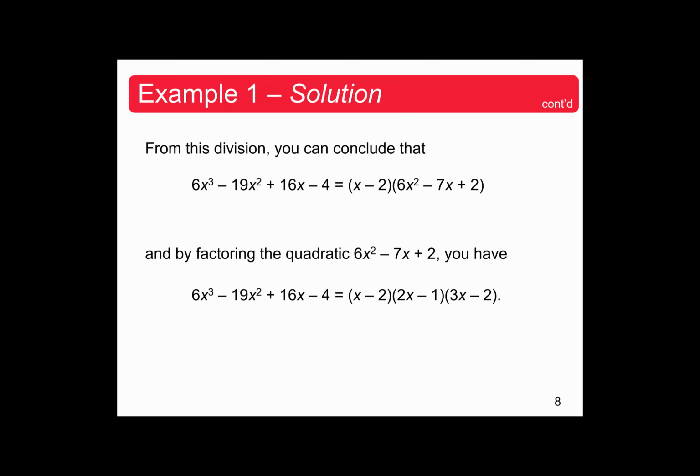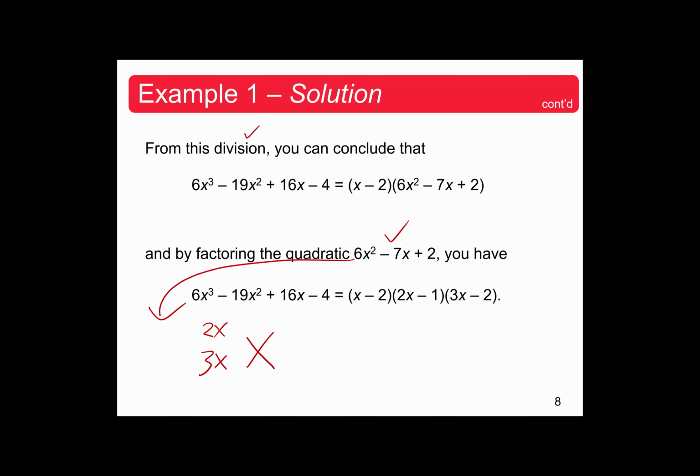So from this long division, we can conclude that 6x cubed minus 19x squared plus 16x minus 4 is equal to x minus 2 times 6x squared minus 7x plus 2. And right here, we can further factor 6x squared minus 7x plus 2 using the method I showed you a while ago. This could be factored as 2x, 3x.